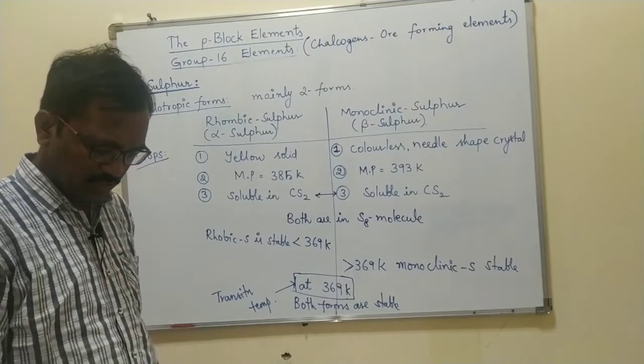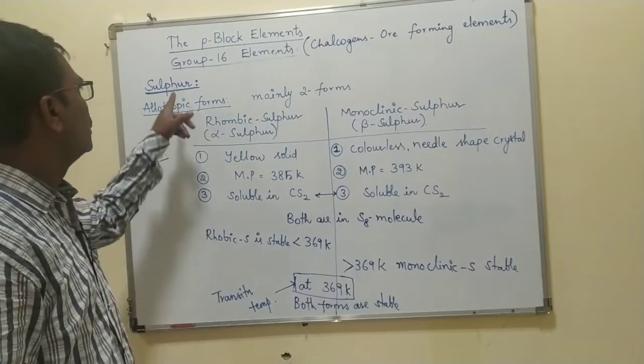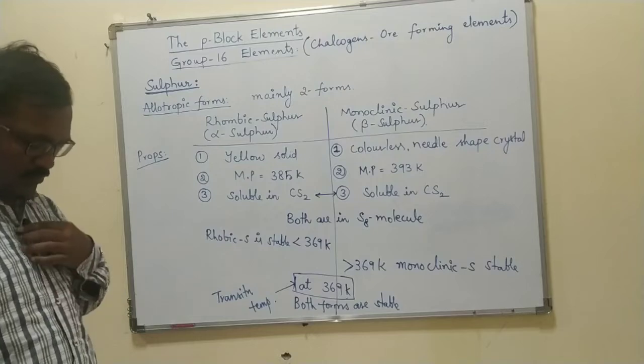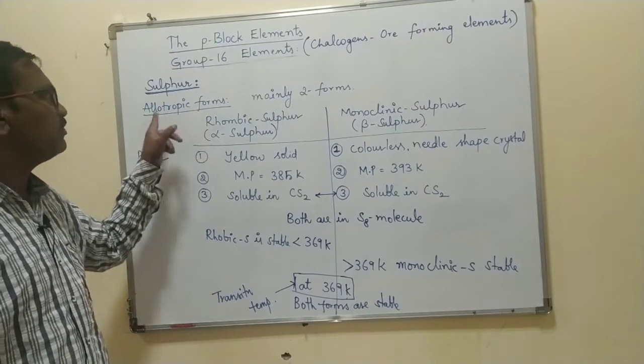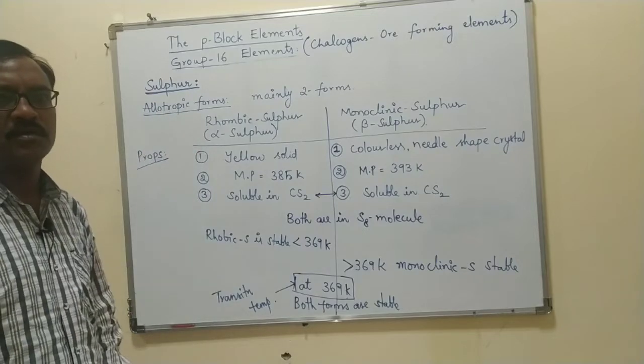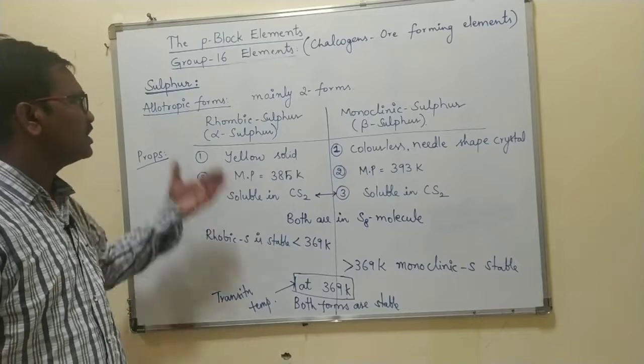The next one is related to oxygen, the next one is sulfur. So the first topic is the allotropic forms of sulfur. You have studied allotropy in the P1. It just exists in different structures, different crystals.